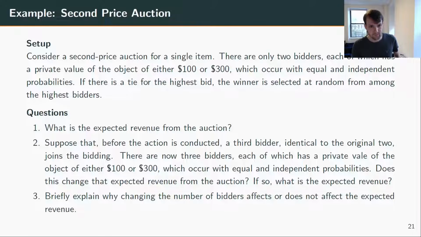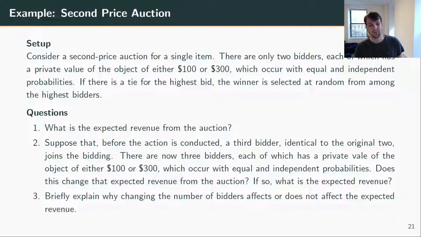Here we're going to consider a second price auction of a single item. There are only two bidders. Each of them has a private valuation of either 100 or 300, and they're independent. So it could be that both of them value it at 100, that one of them values it at 100 and the other at 300, or both at 300. And the probability of these cases is always half times half, since it's equal probabilities and independent, we can just multiply the two. And if there is a tie for the highest bid, the winner is selected at random. That doesn't matter much. So what is the expected revenue from the auction?